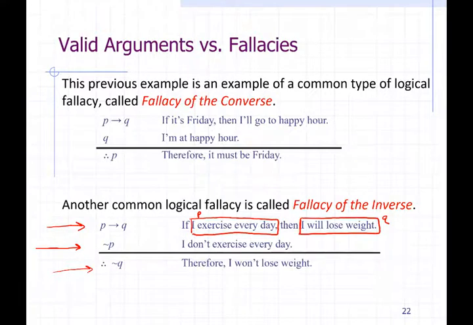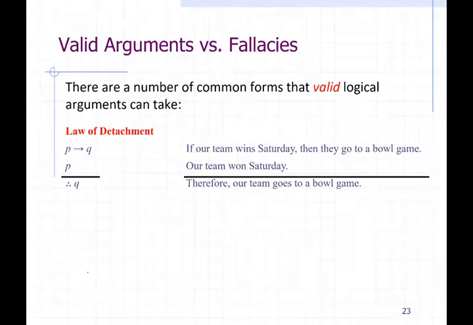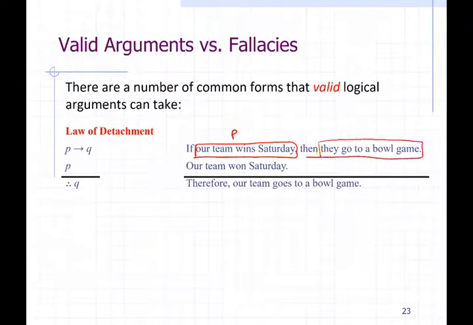All right, so here's a couple of examples of common types of logical fallacies. Now let's look at some valid arguments. So one, the law of detachment. If our premises are if P then Q, and P. So if our team wins on Saturday, that's the P, then they go to a bowl game. That's our Q. And our team won Saturday.